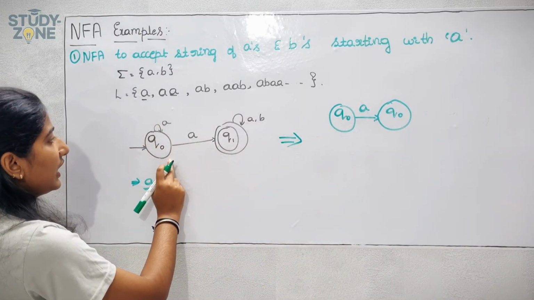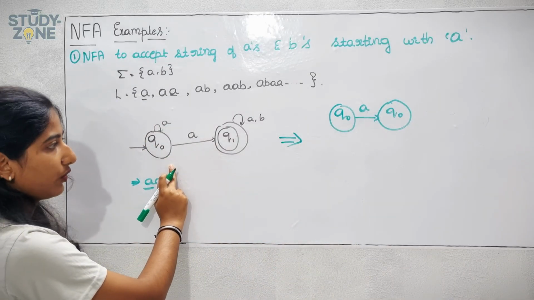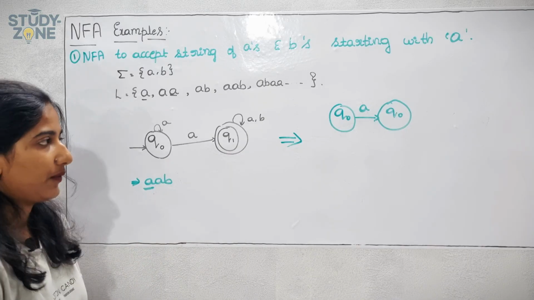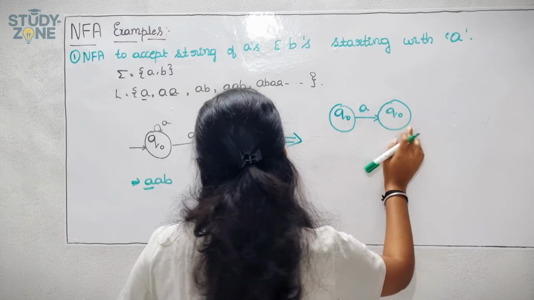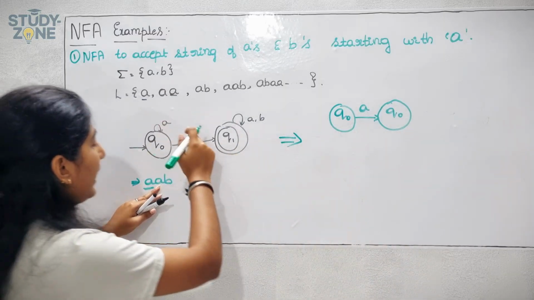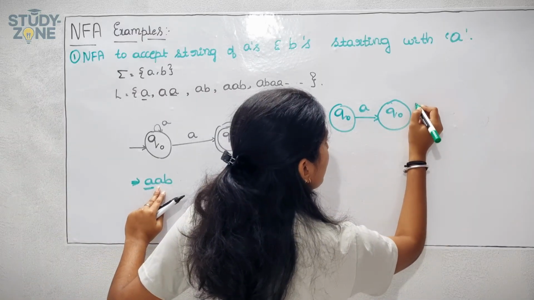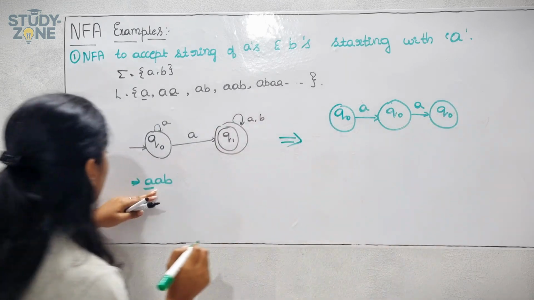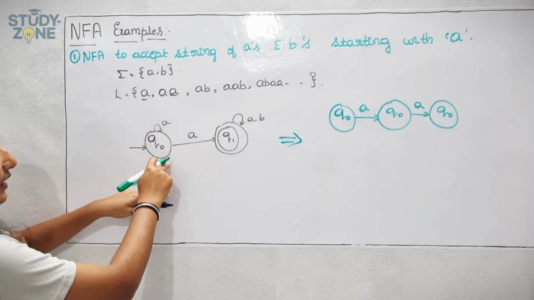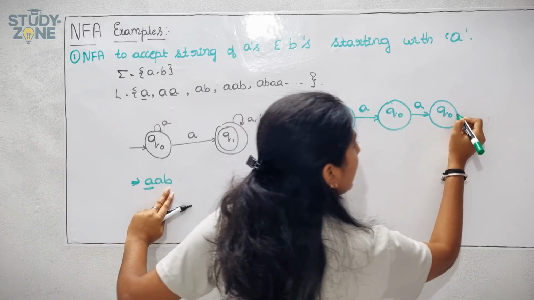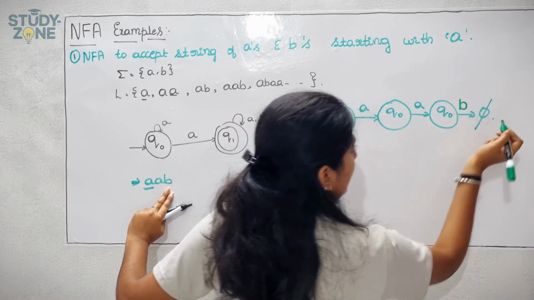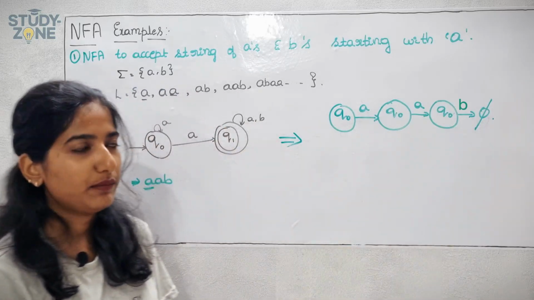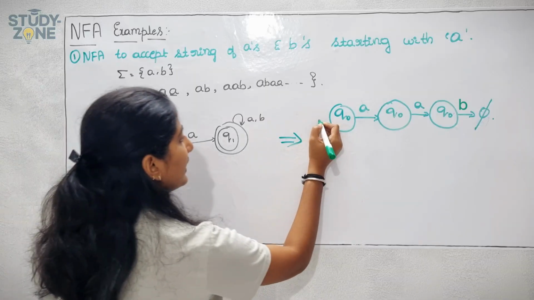Q0 on A, it will be moving to Q0 only, or it will remain in this state Q0 only. Okay, now in this case Q0 again on A, it will be there in Q0 state only. Okay, and Q0 on B, there is no path, so it will lead to empty set. So if there is no transition, we have to represent it with the help of empty set. Okay, so this is one case.